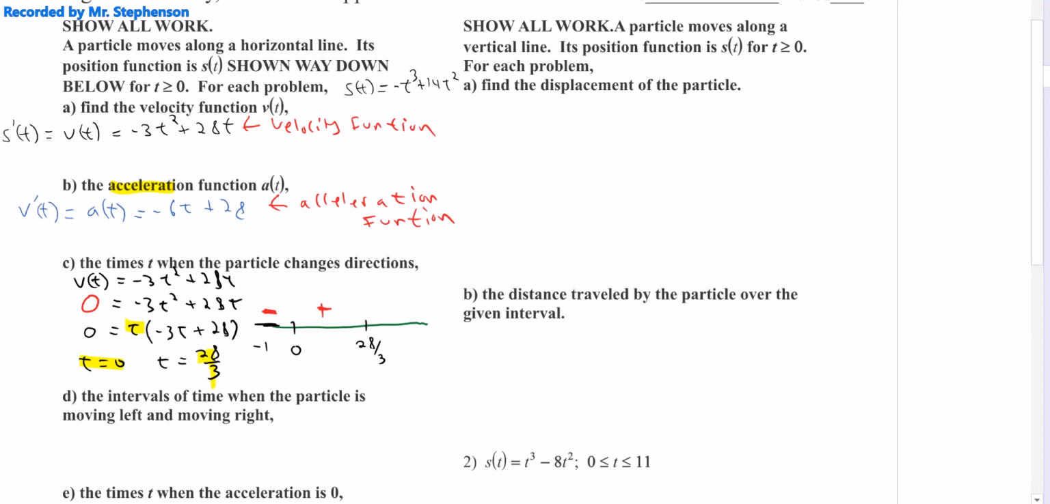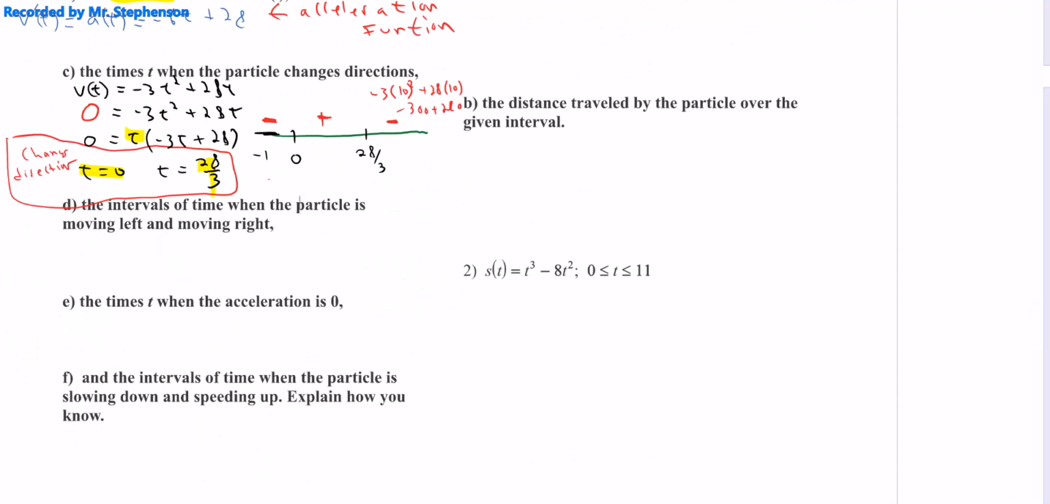Now if I plug in something bigger than 28 over 3, such as like 10, let's actually do this math so you can see what we're doing. It's going to be negative 3 times 10 squared plus 28 times 10. 10 squared is 100, negative 300 plus 280. And you can see now the negative term is larger, so we're going to get a negative. So yes, it changes directions at t equals 0 and t equals 28 over 3. And I need to show this work to prove it, because there are some on these SIG tests where they don't change directions.